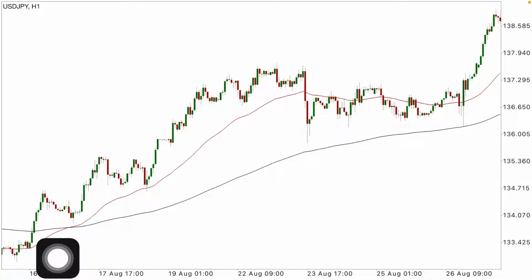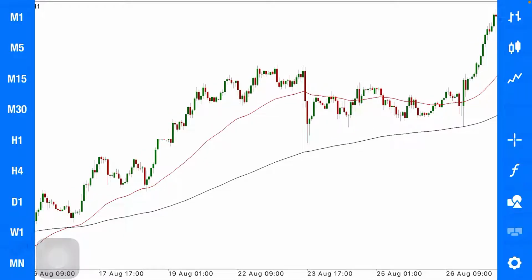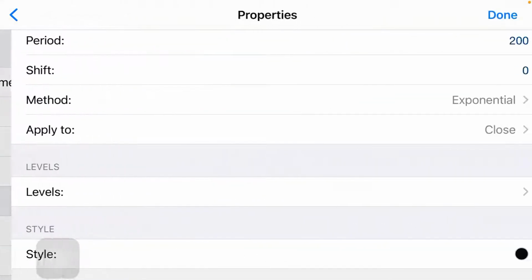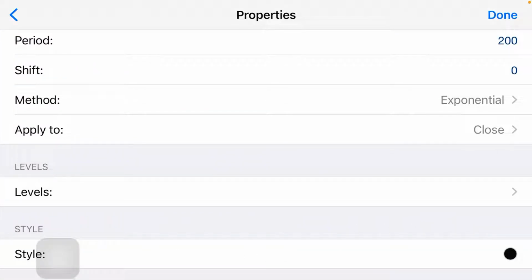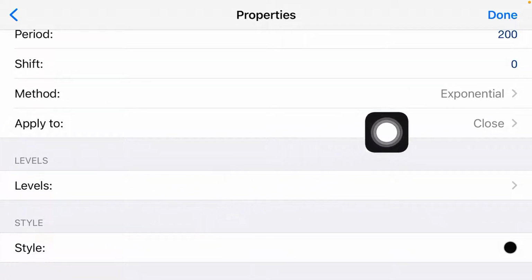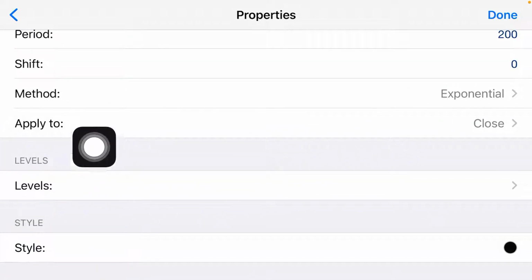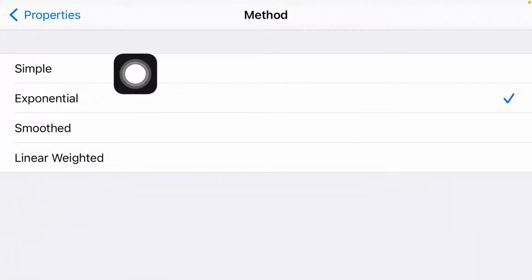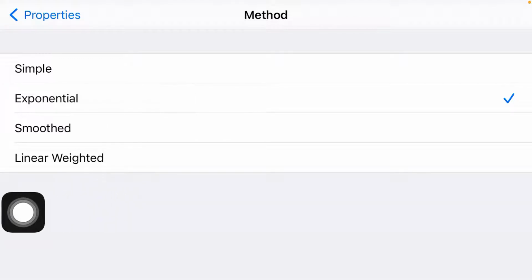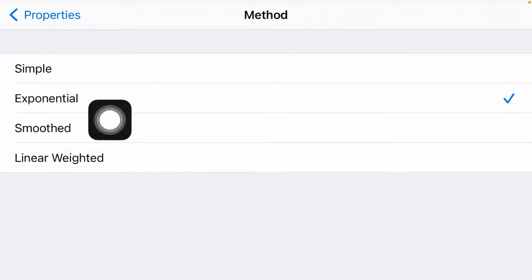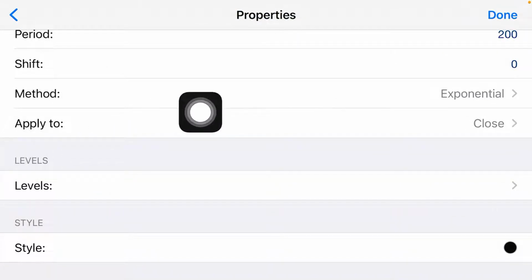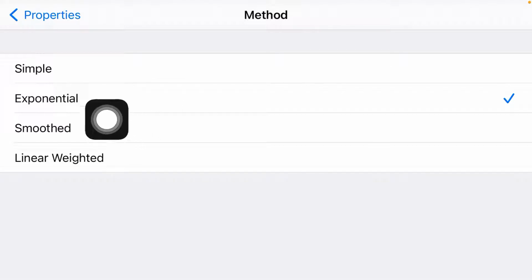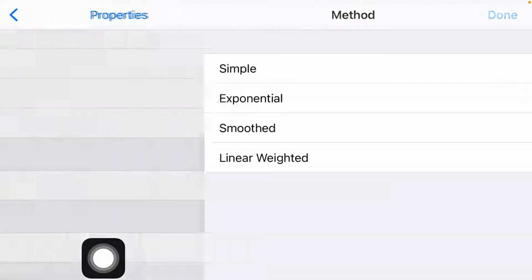Now the final one is to install the 20 moving average indicator, the 20 EMA. When I say you can use exponential or simple, it's from here, the method. If you want to use simple, you can click here and change to simple, or change to exponential, but I'm using exponential.